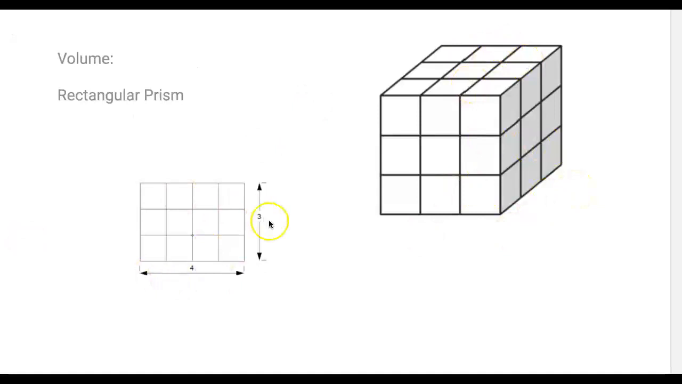Well, if we know the area of a base layer, and in this case we certainly do, then we can multiply that area by the height of the rectangular prism. But what's the height? The height of the rectangular prism is equal to the number of layers that we see.